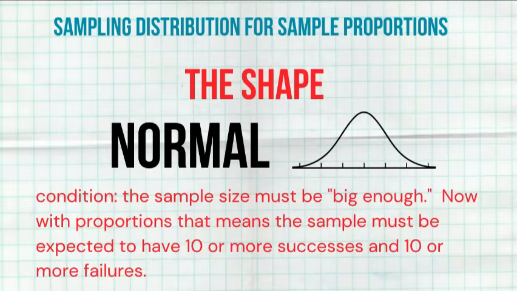When I say success or failure, I simply mean what we're looking for. If we're looking for people who are going to vote yes, we need 10 or more of those. The others would be no's, and that's what we're calling our failures, so we need 10 or more of those. So the shape of a sampling distribution for sample proportions will be normal as long as the sample is big enough. Make sure you check that you're expected to have 10 or more successes and 10 or more failures.